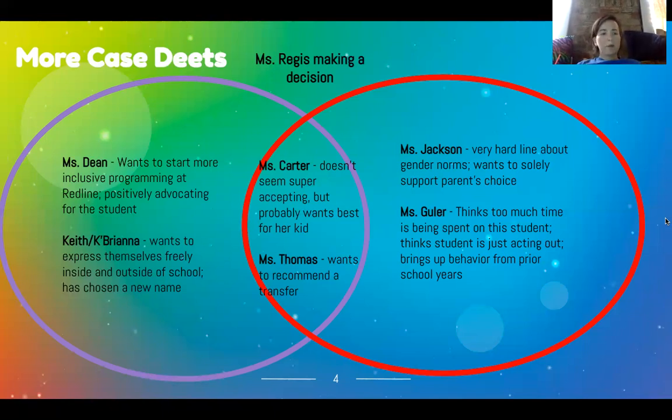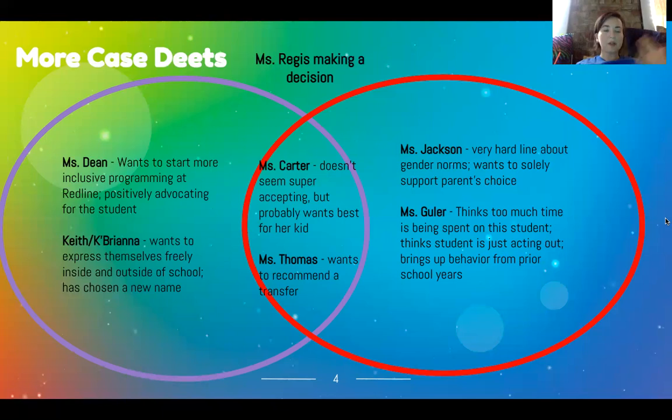So going back to the purple side, we have Miss Dean, who I said is a new teacher. She is part of the TFA program, or the Teach for America program. She's from more of a liberal background. I believe the article said she was originally from New York City. During the conversation, as the story unfolded, she was very supportive of the student and seemed like she really wanted to start more inclusive programming at Redline and was positively advocating for the student, saying, well, somebody has to support this student. Why shouldn't it be us? You know, we should try.